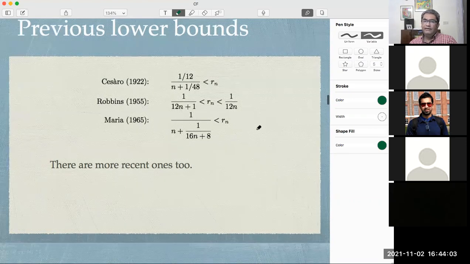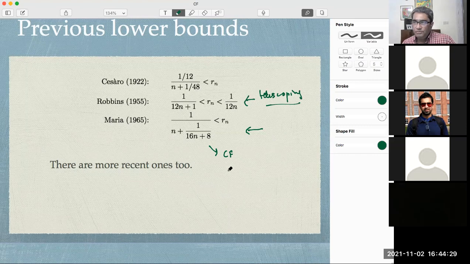So what we were attracted by were two things. One is that Maria's lower bound looks like a continued fraction. So this looks like a continued fraction, and these also, of course, are continued fractions. This is also a continued fraction, but they didn't write it like this. Maria wrote it like this. And the second thing is that we note that Robbins used telescoping of series to prove his bounds. And so that is where we got the idea to see whether we can combine these two items.